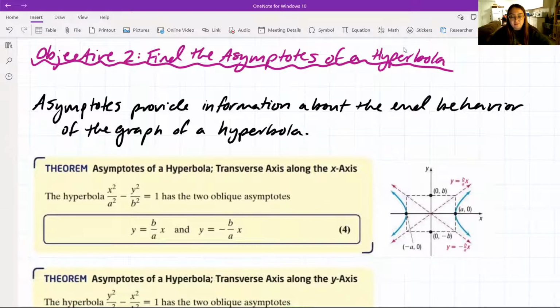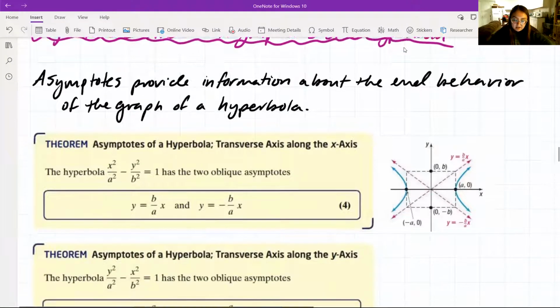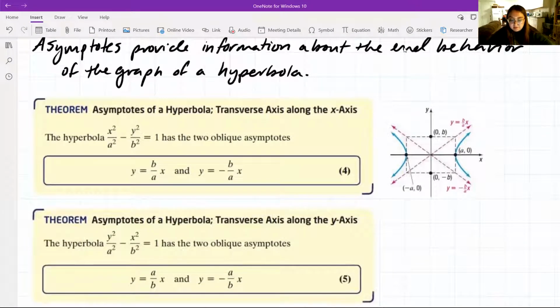All right, so objective 2: find the asymptotes of a hyperbola. Asymptotes provide information about the end behavior of the graph of a hyperbola. We can graph asymptotes instead of graphing additional points above and below the foci, and they also serve as guides. For a hyperbola with the transverse axis along the x-axis, x squared over a squared minus y squared over b squared equals 1, there are two oblique asymptotes: y equals b over a times x, and y equals negative b over a times x, as we see in the image to the right.